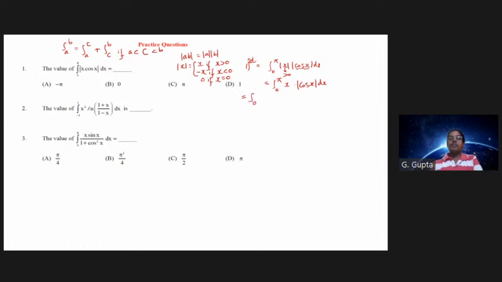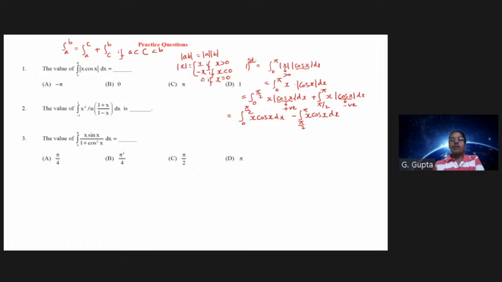So integral 0 to pi by 2 x times mod cos x dx plus integral pi by 2 to pi x times mod cos x dx. Now in the first quadrant cos x is positive. In the second quadrant cos x is negative. So this is integral 0 to pi by 2 x times cos x dx, and this is minus integral pi by 2 to pi x times cos x dx.